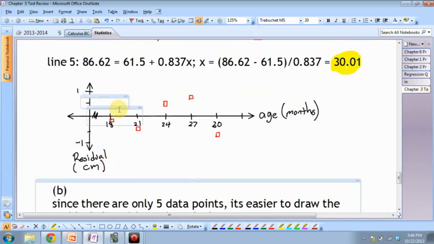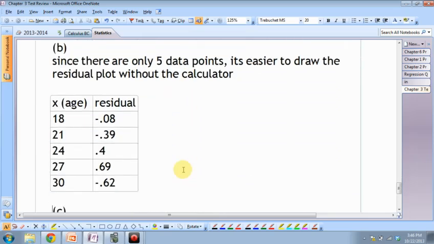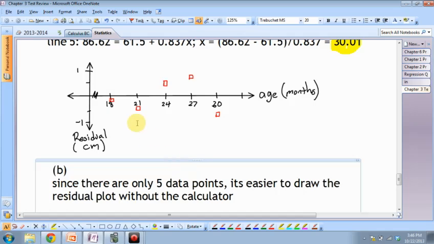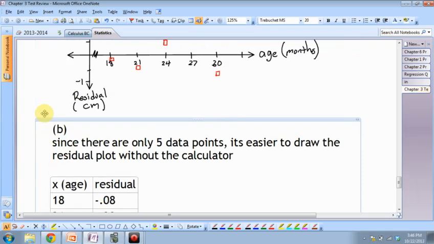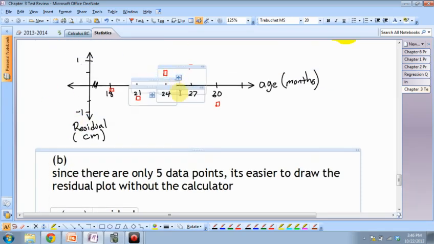18 to 30. Notice I have mine, 18 to 30. You can scale that any way you like. But since you're counting by threes already, it makes sense to just count by threes. The biggest residual here is 0.69, so I have to get to at least 0.69. I went to 1. The smallest residual here is negative 0.62, so I went to negative 1. And then I just graph them approximately. As long as you're close, it'll be fine. Okay. Any questions on that?